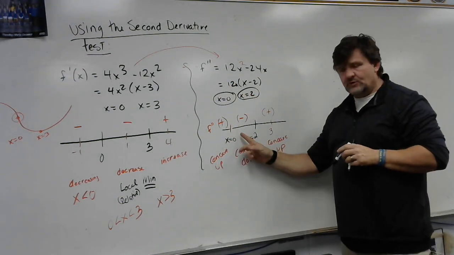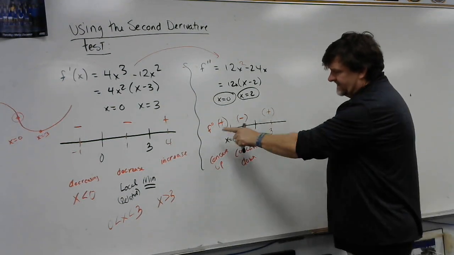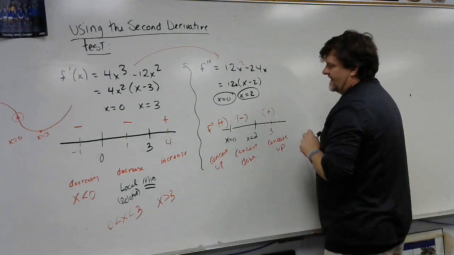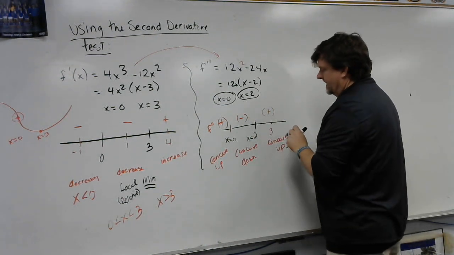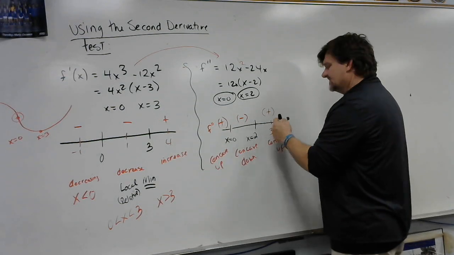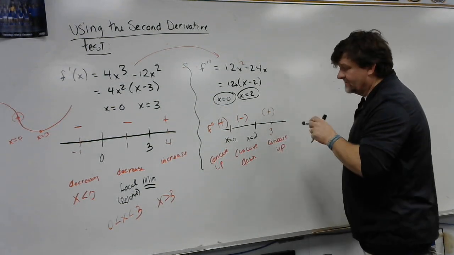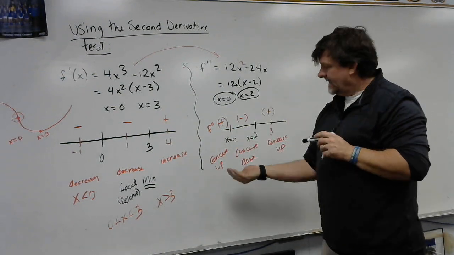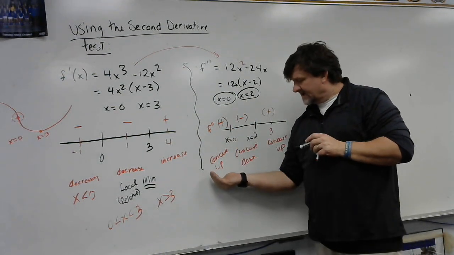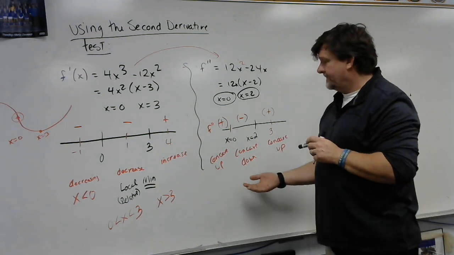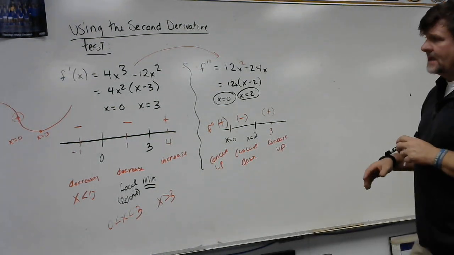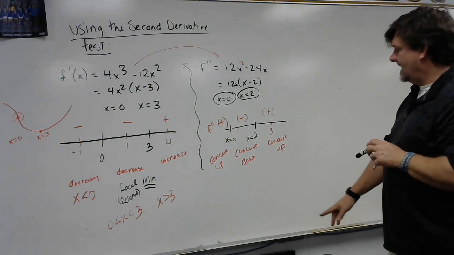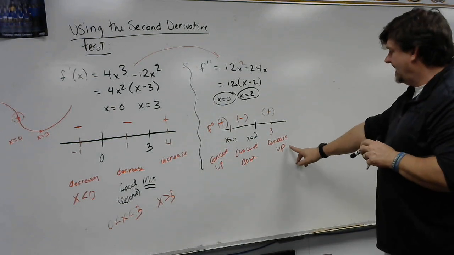I take 0 and 2, put them on my sign chart, and test a number to the left, I get a positive number. Test a number in between, I get a negative number. Then test a number to the right of 2, and I get a positive number. So with the second derivative, since it's positive, it's a concave up piece, right? Then it is a concave down piece from 0 until 2, and then it's concave up.